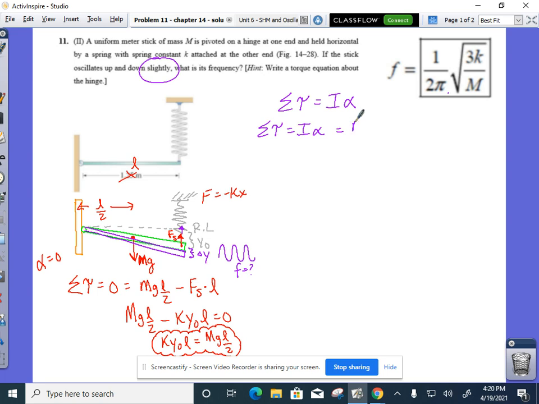So mg L over 2, that remains as it is. And now I have this force over here minus the force from the spring times L. Okay, let's go ahead and just keep going there. So the force from the spring, we can write that as k times, I see that the total distance that I've stretched that now is y naught plus delta y. Okay, and let's go a little bit further here.